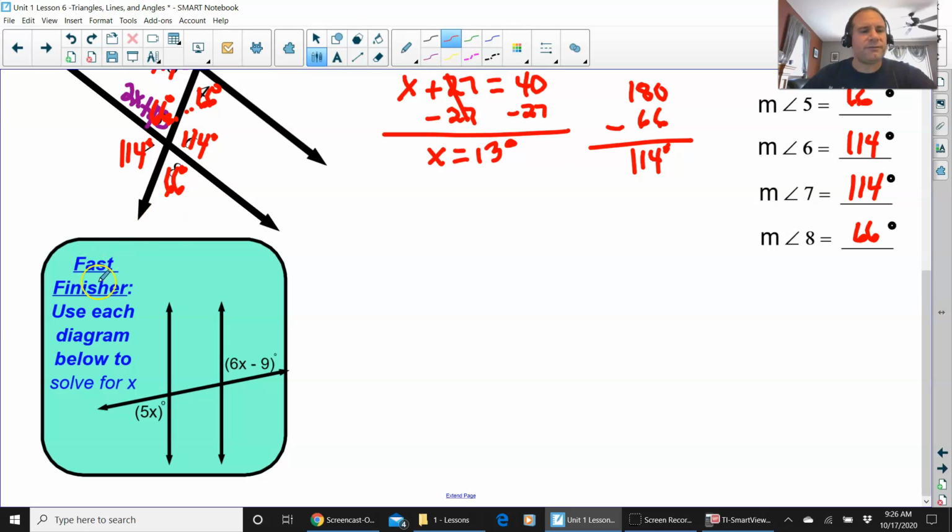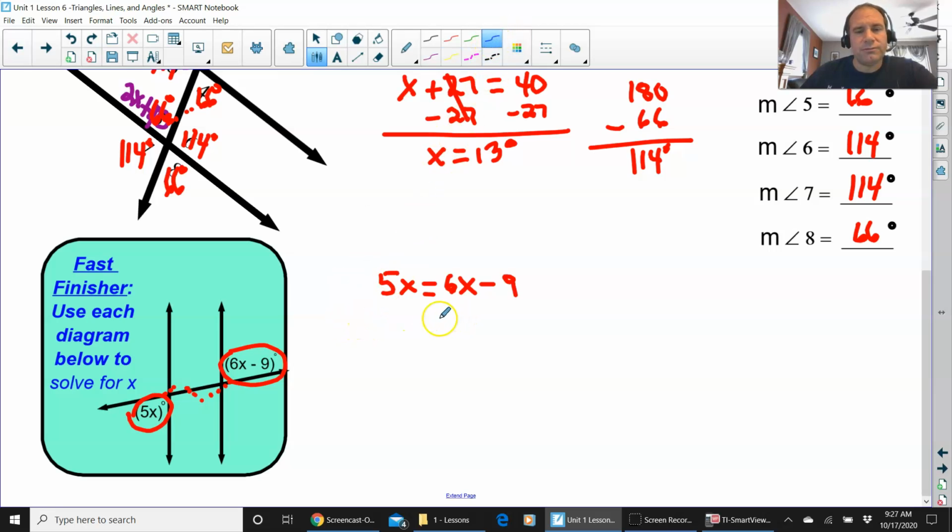So taking a look at this fast finisher, and we are going to do this quickly, I'm going to circle this and this. Do you think that they are equal to each other? You could use that crisscross method. Or do you think that they are different and that they are supplementary? If you said that they're equal to each other, you're correct. These are alternate exterior angles. And if they're alternate exterior angles, that means they are equal to each other. So we're going to set them equal to each other.